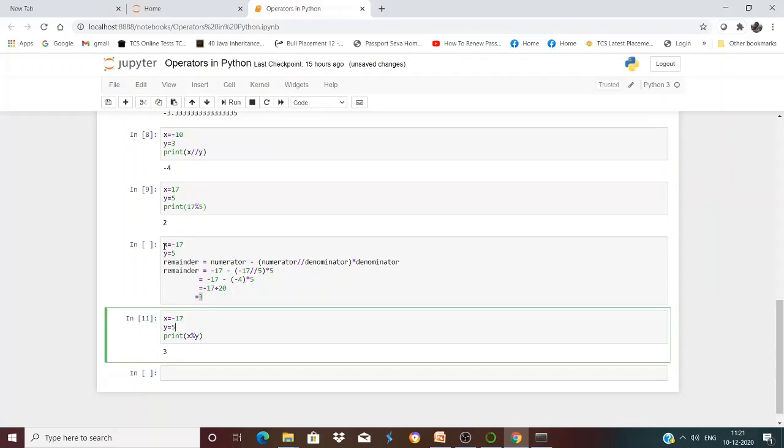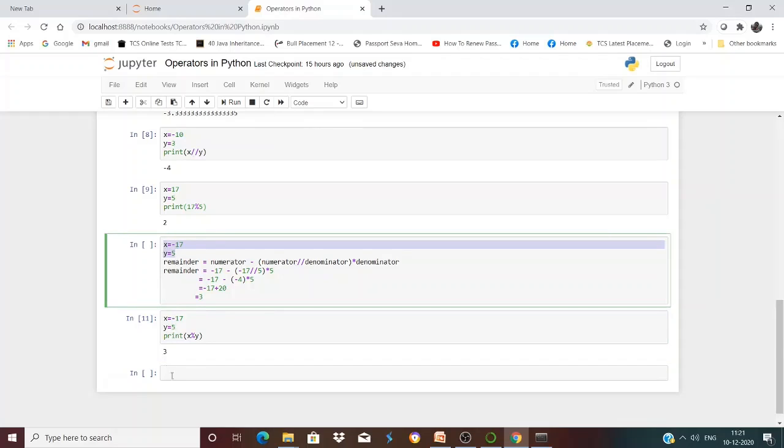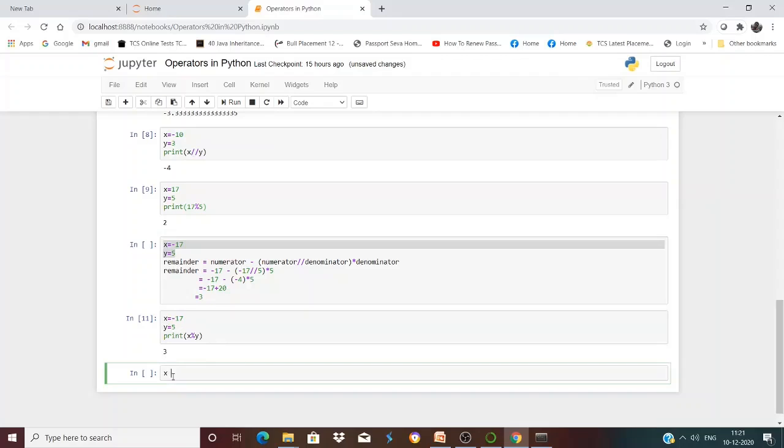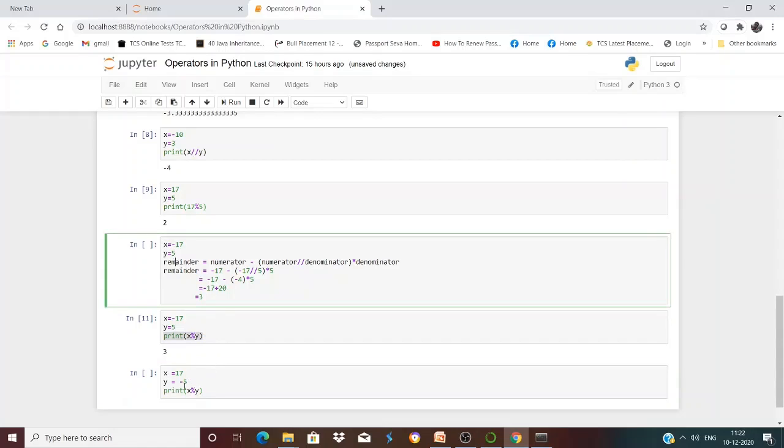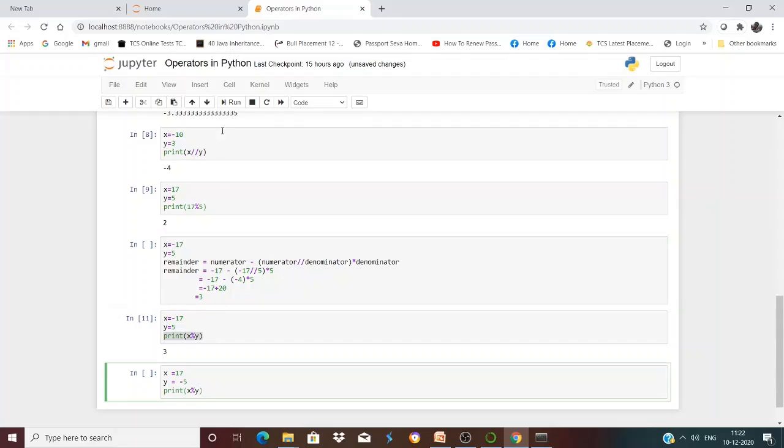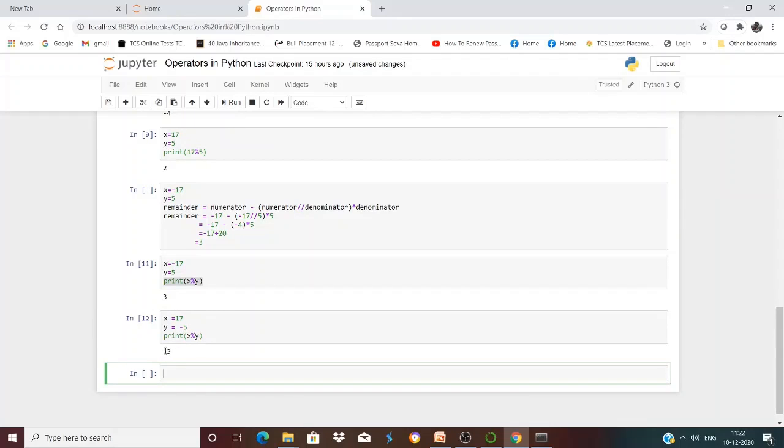So if we now take x equal to 17 and y equal to minus 5, and then try to apply the modulo operator on them like this, the same rule will be followed, but this time as the sign of the denominator is negative, the sign of the remainder will also be negative. Let's run the cell and we get minus 3. Fine.